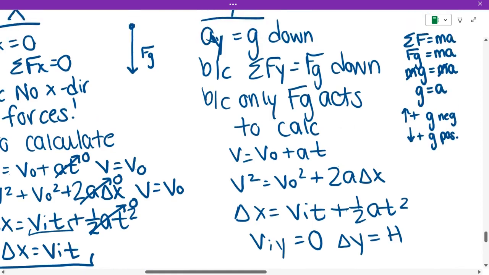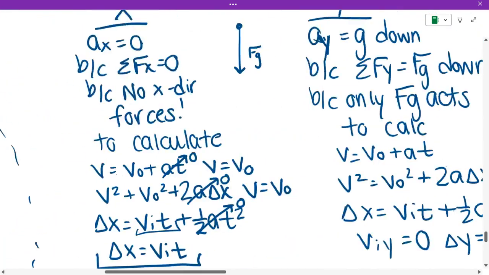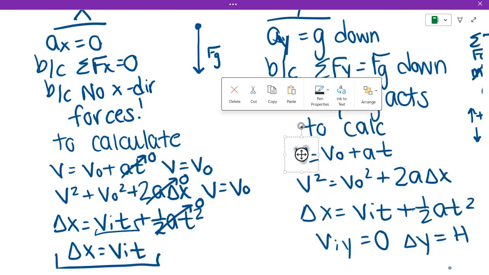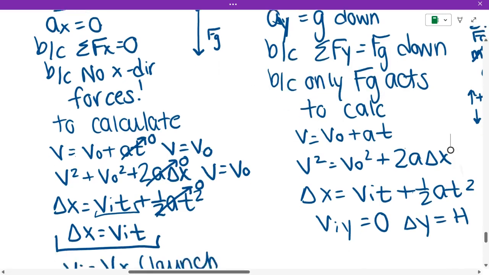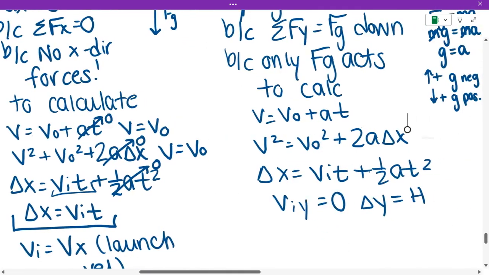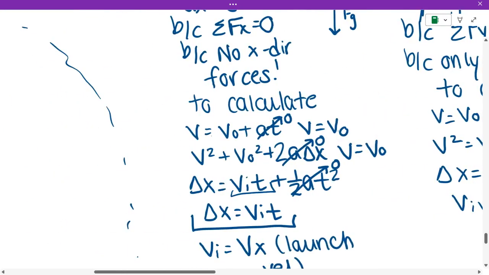Some important things to remember with this horizontally projected object. Our initial y velocity is 0. We are horizontally projected, so we have no initial y velocity. And usually our change in position is equal to the height of our cliff. Okay. All right. So that's horizontally projected objects.